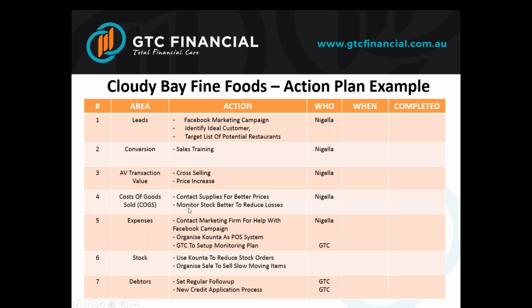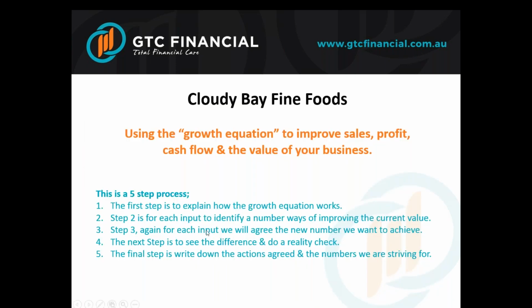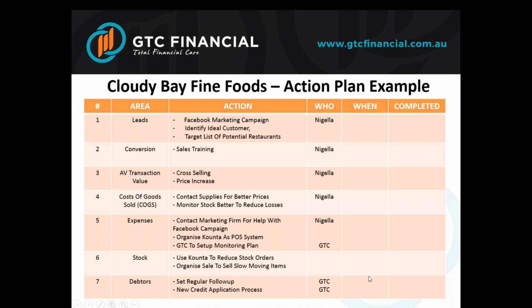Contact her suppliers for better prices, and also monitor stock better to reduce losses. Now, in food businesses, we see a reasonable amount of wastage. In other businesses, we see theft. We even see it in electronic businesses where customers have toys or games that have gone out of date, and they're not able to sell them, so they have to sell them cheaply or scrap them, and that affects their gross profit margin as well. As we said before, we're going to set up a system that monitors her POS.